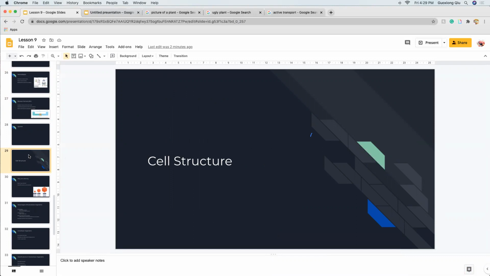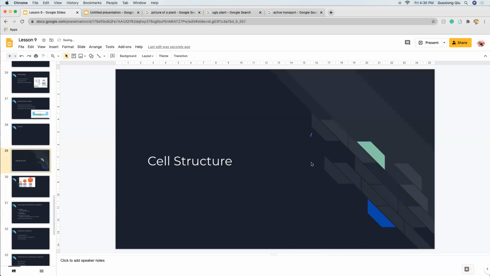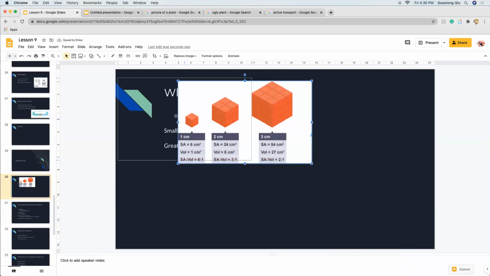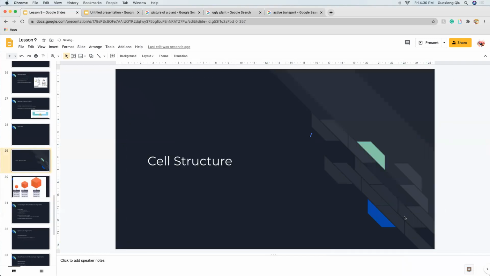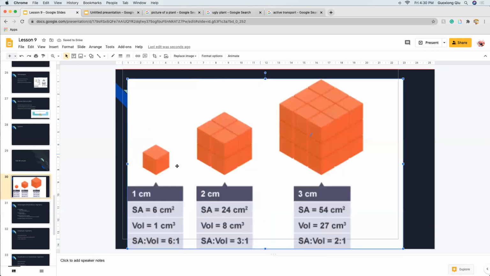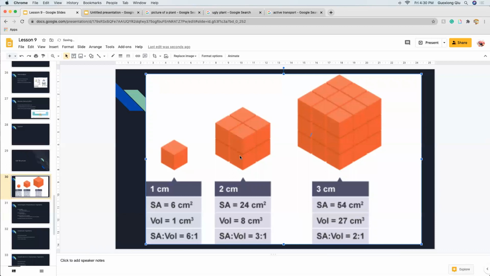Our next topic, cell structure. First up, why are cells tiny? If you look here in the bottom of this image, do you guys remember in a lesson one week ago, I talked about how in bio, things like to have a really high surface area, where a lot of things go out of their way to maximize surface area.